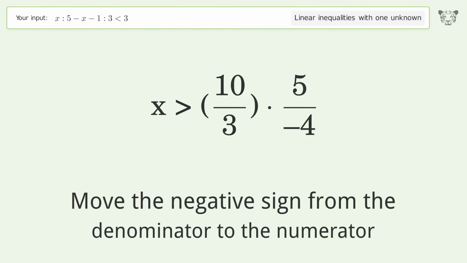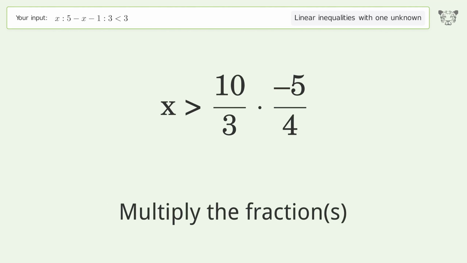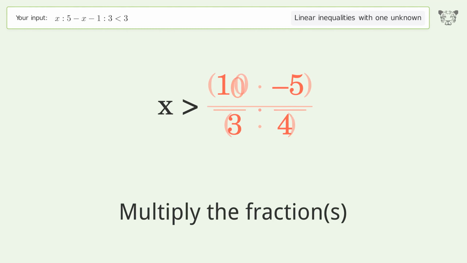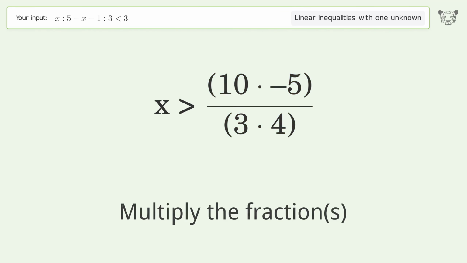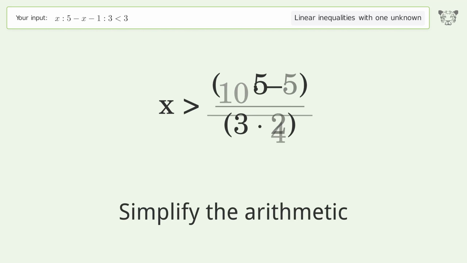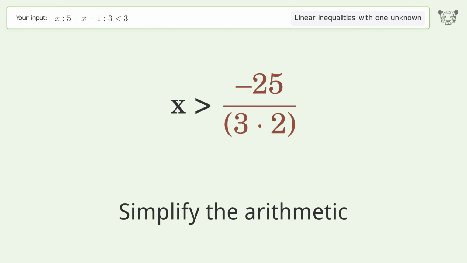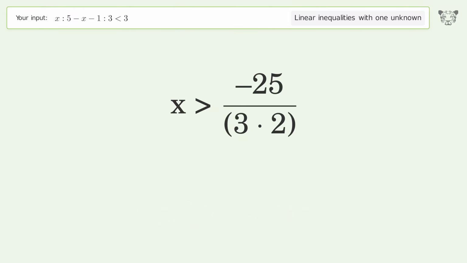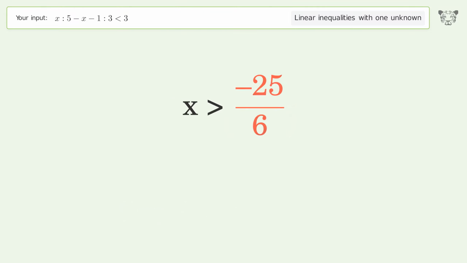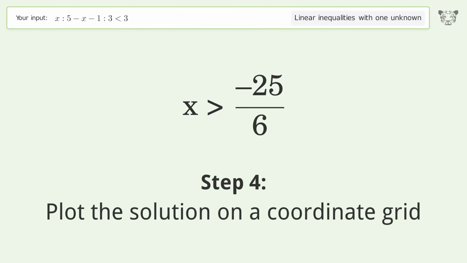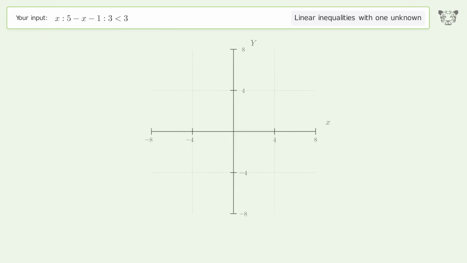Move the negative sign from the denominator to the numerator. Multiply the fractions. Simplify the arithmetic. Plot the solution on a coordinate grid. And so the final result is x greater than negative 25 over 6 greater than negative 41 over 6.